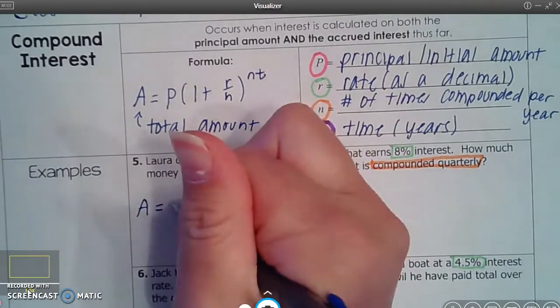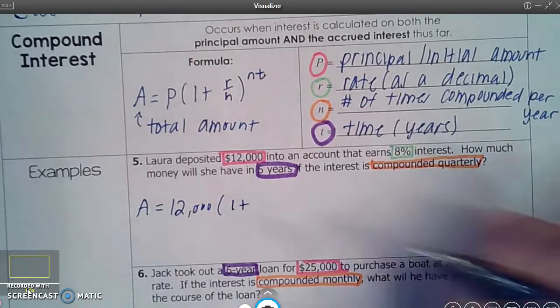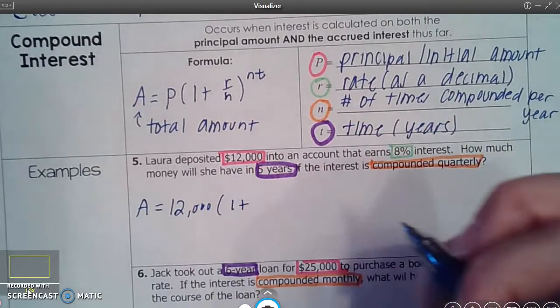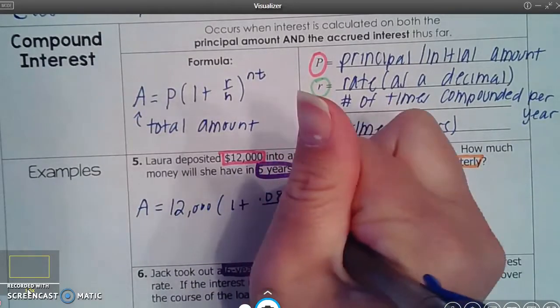So I'm going to deposit $12,000. That is going to be my P. I'm doing this at a rate of 8%. You need to move that decimal over 2 to the left, so that means I'm going to have 0.08.